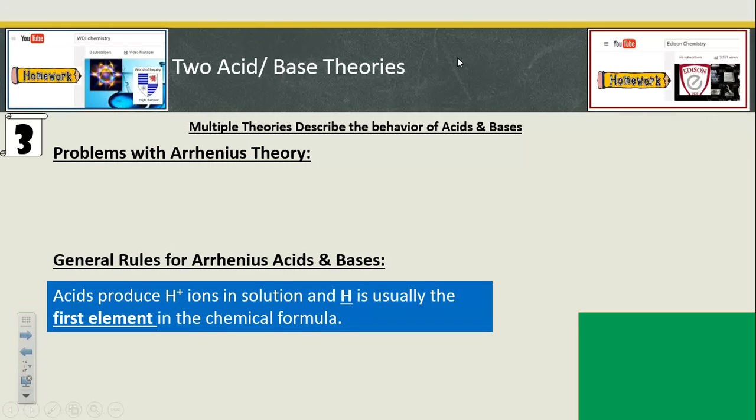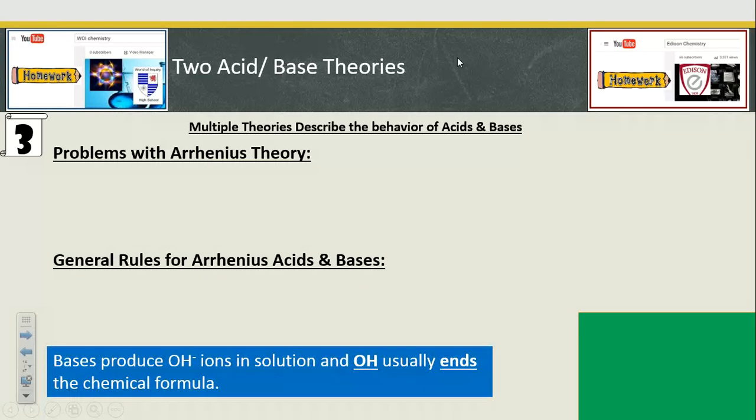Acids produce H+ ions. H is usually the first element in chemical formulas according to Reference Tables K, L, and M. Those are our acids and bases. K is common acids. You'll see there's usually an H at the beginning of the formula. Bases produce hydroxide, and the OH usually ends the chemical formula. The common base table has three formulas that have OH in them and one that does not. That one that does not is why there's a problem with Arrhenius theory.